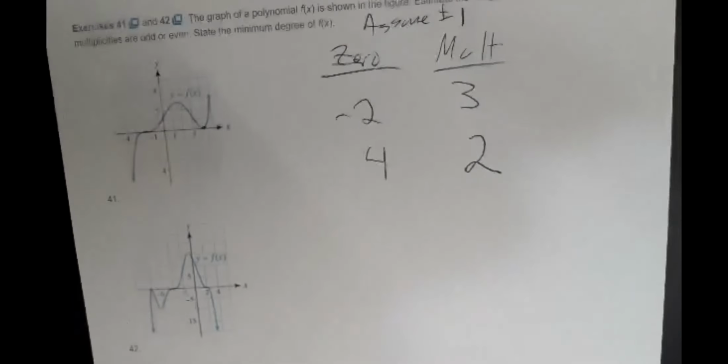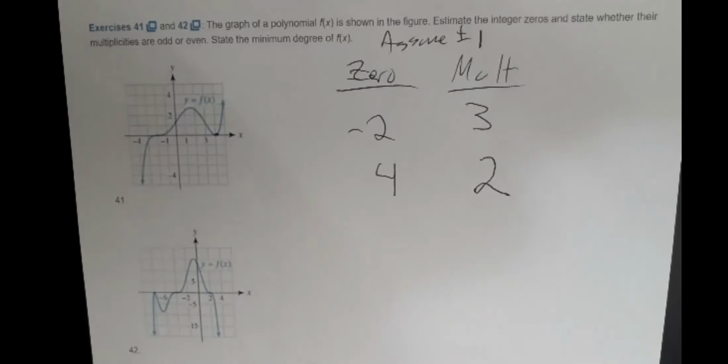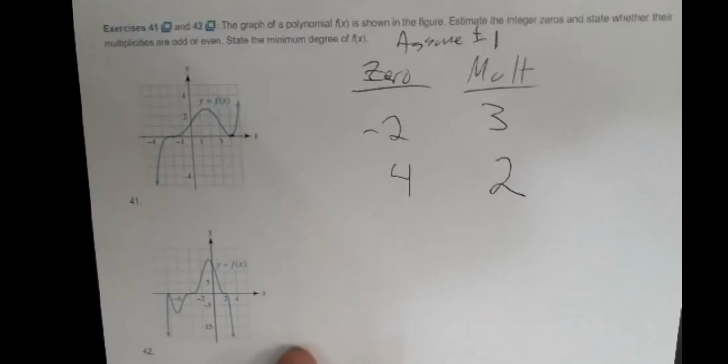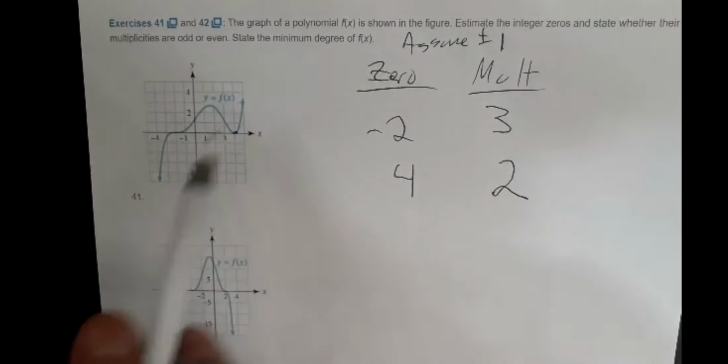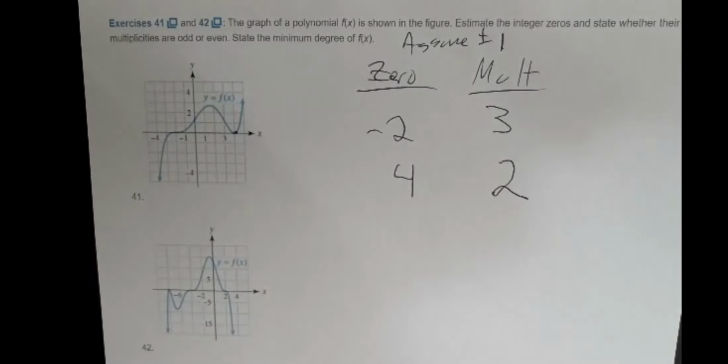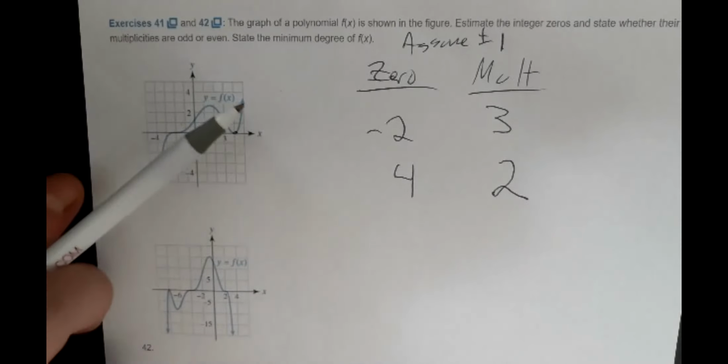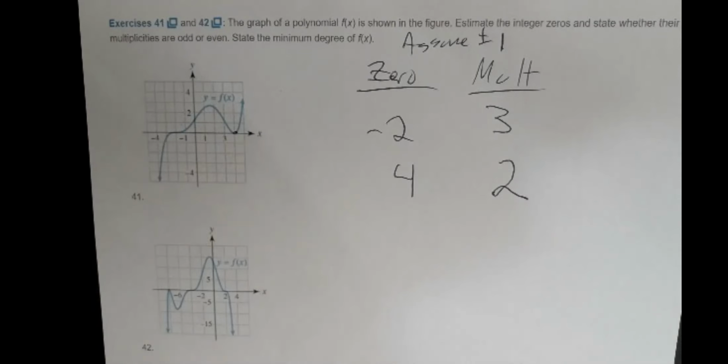What do they say? Estimate the zeros and the multiplicities. Should this be an odd or even function? What does it look like overall? Odd. It looks like an odd. And is that a positive or negative leading coefficient? Positive. It should be positive because this looks like a line going up.